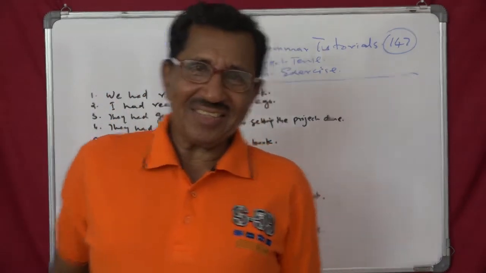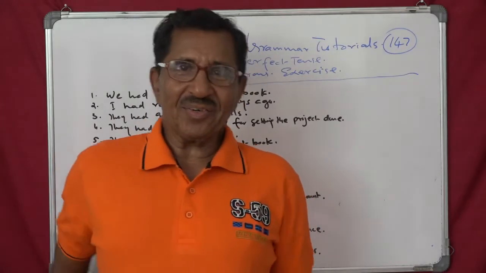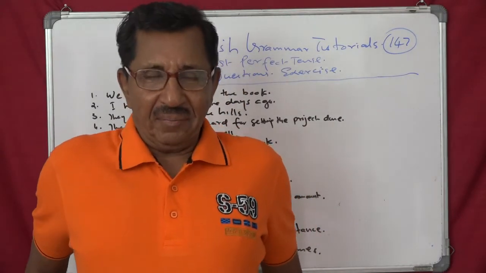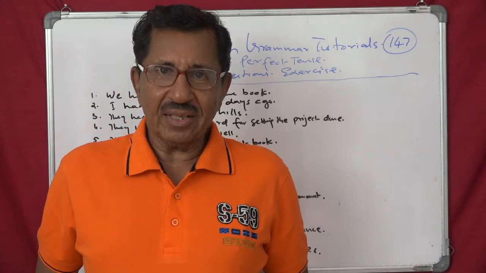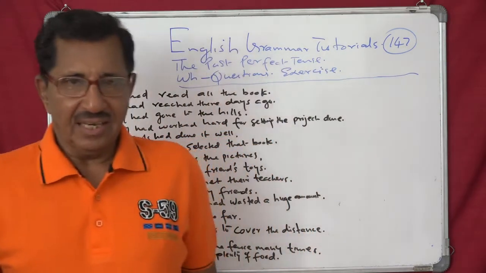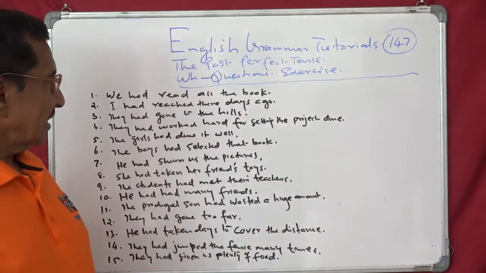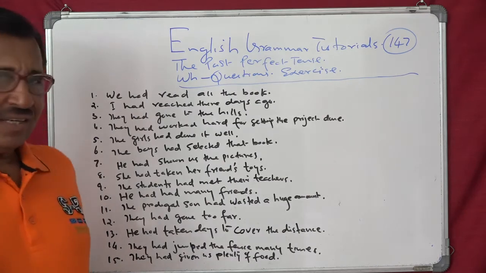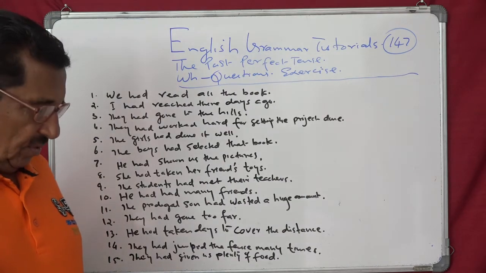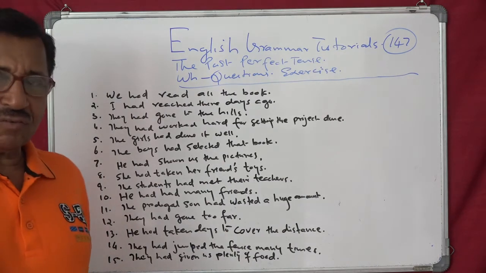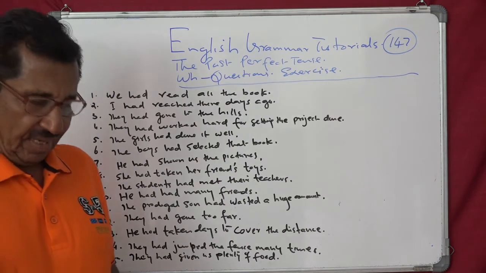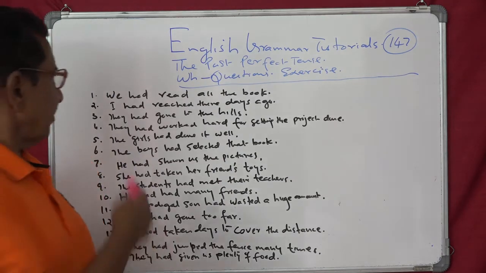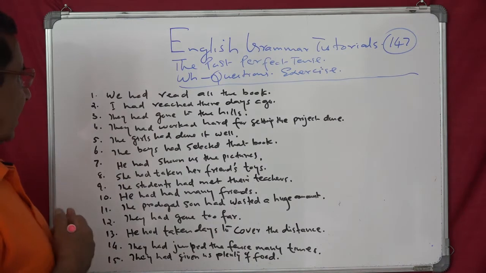Hello friends, now this is an exercise on WH questions in the past perfect tense. As you can see, all these sentences are in past perfect, and you have to give the appropriate question word and then make questions. So in this case, the first one you can see: we had read all the books.